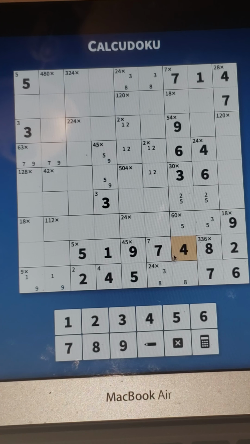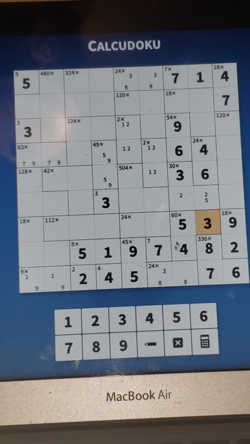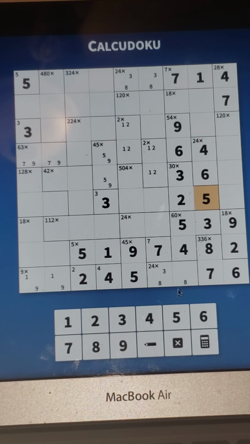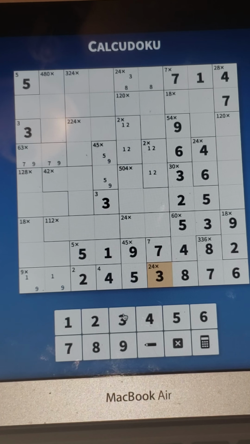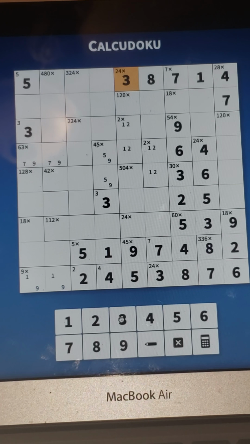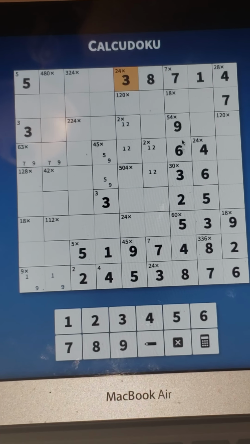This 4 is single, so we'll fill in that 4, 3, 2, 5, 8, 3, 8, 3. And now there's a hidden single in the 7th column, which will be a 1.